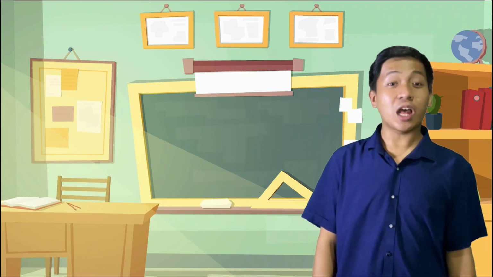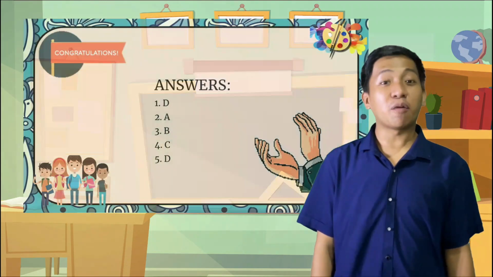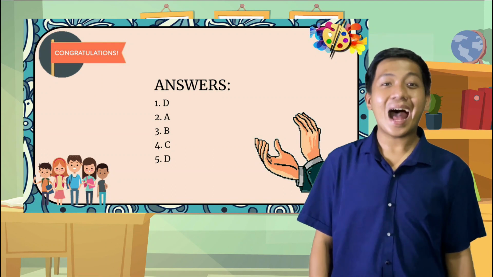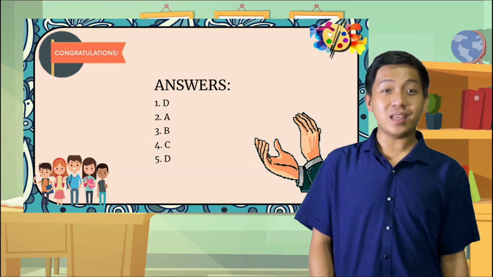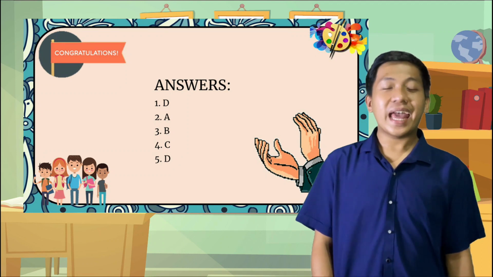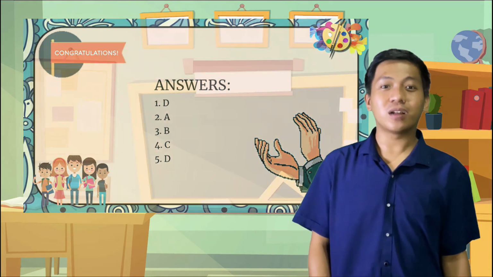Okay, let's now check your answers. Number 1, D. Number 2, C. Number 3, B. Number 4, C. And number 5, D. Who got 5? Very good. Who got 4? Nice job. Who got 3 and below? That's okay. Let's do better next time.